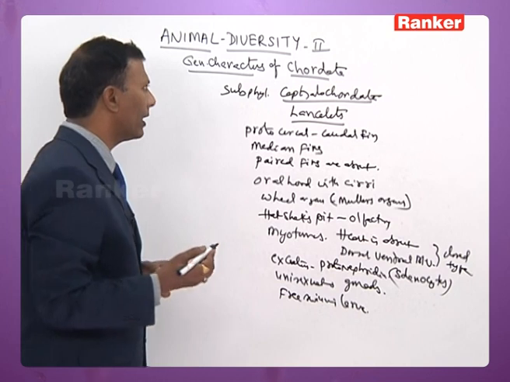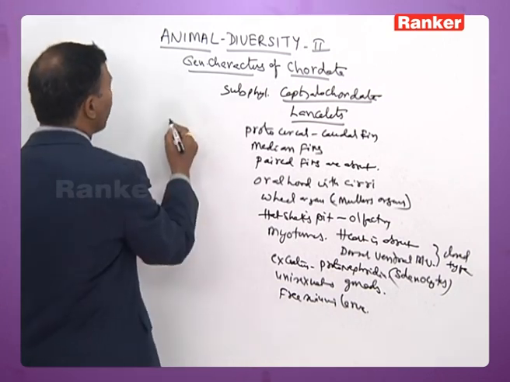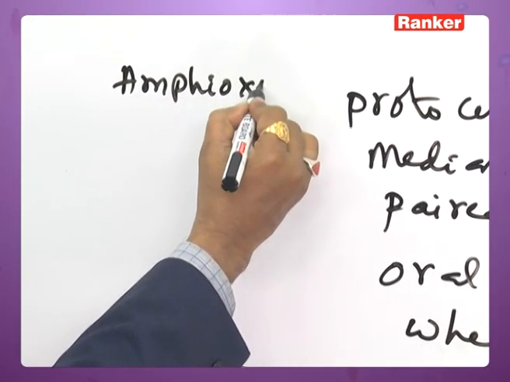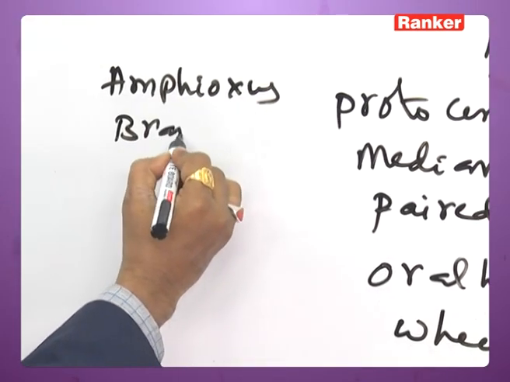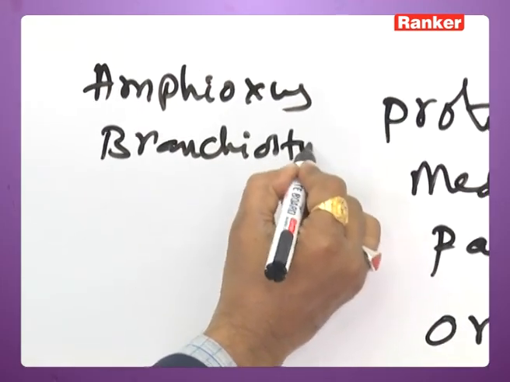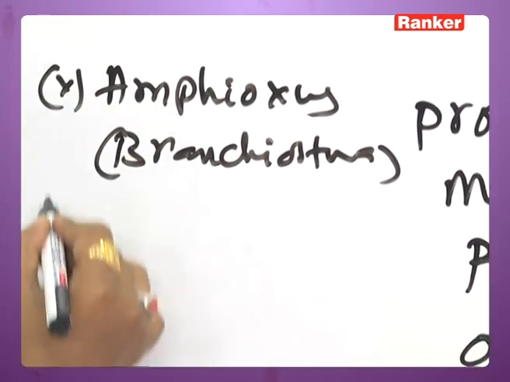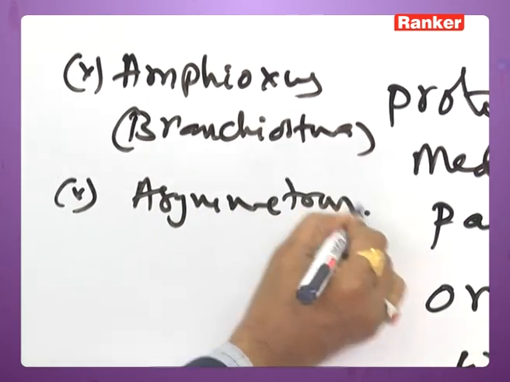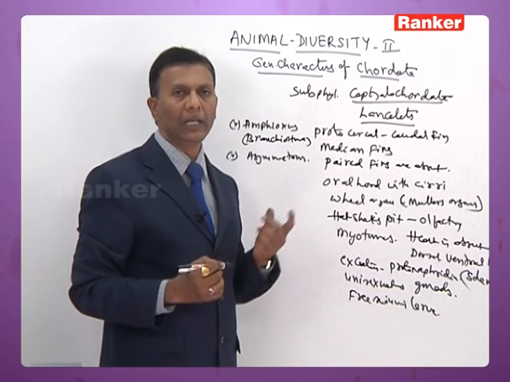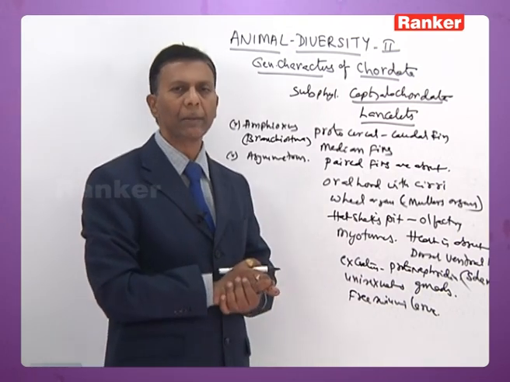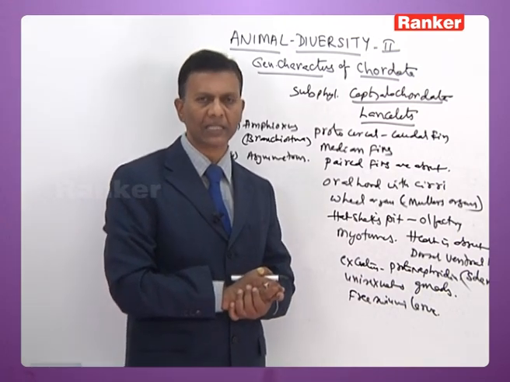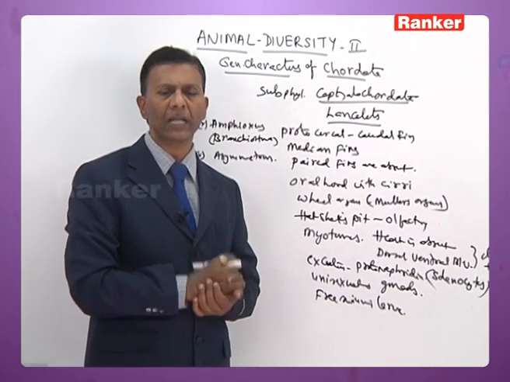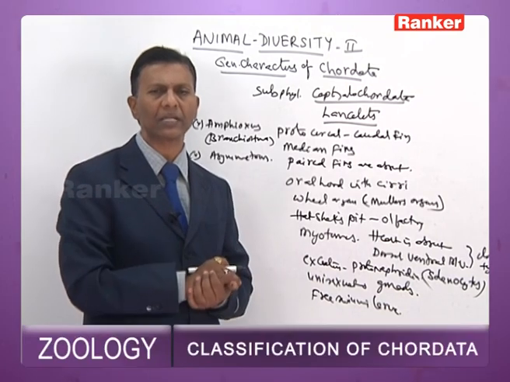Then the examples for cephalochordates are Amphioxus, which is also called Branchiostoma, and another example is Asymmetron. The cephalochordates are the typical chordates with all the chordate characteristics. They have got a notochord, nerve cord, both of them extend even into the head region. From head to the tail they are present.